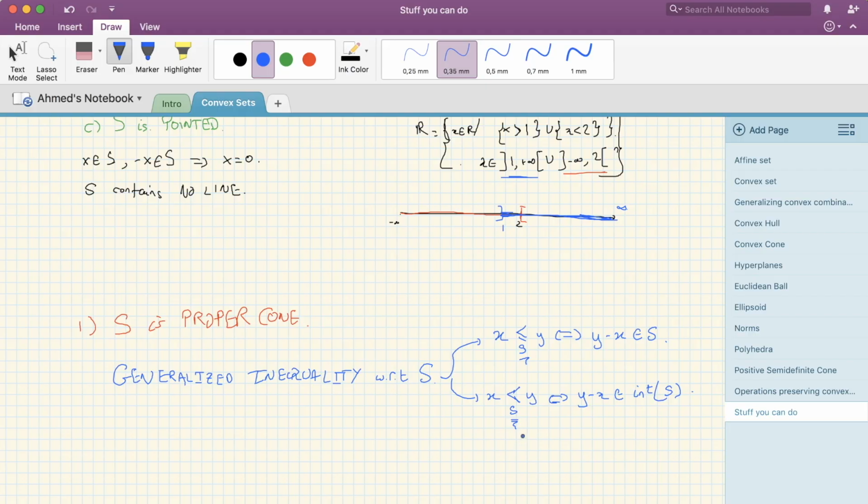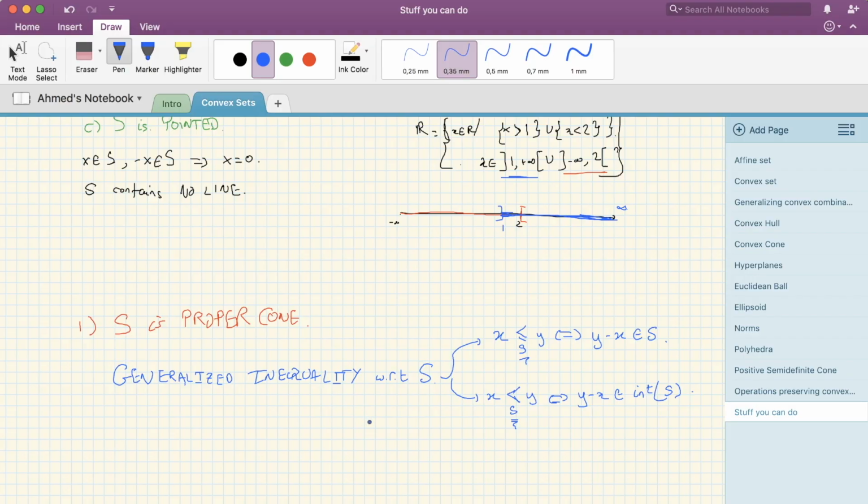Now, this is called a generalized inequality. And we have really two famous generalized inequalities which are used so much that people sometimes forget this S. So one might say, oh, we have a less than sign, and it gets mixed up. But no, fear not.